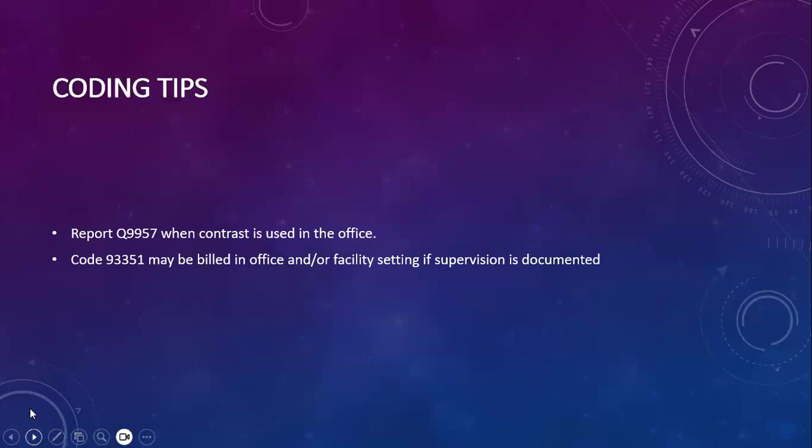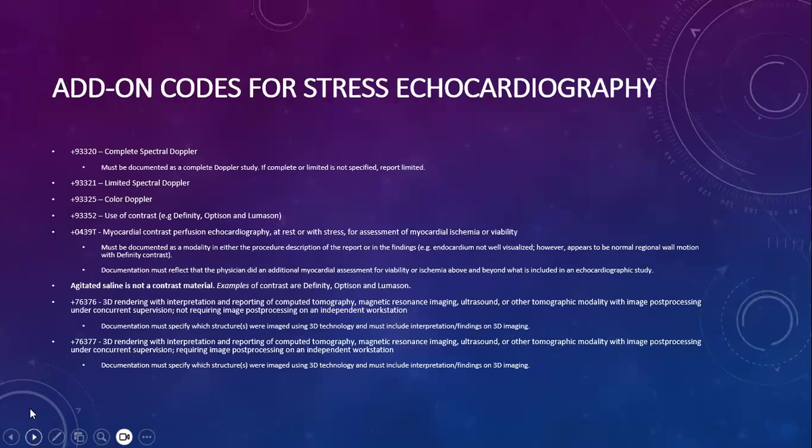Now, when reporting in the office, you can report the Q9957 when contrast is used. And code 93351 may be billed in the office or the facility setting if supervision is documented. Just remember that if you're billing it in the hospital setting, you need to use that modifier 26. Here are your add-on codes that are allowed for this particular set of codes.